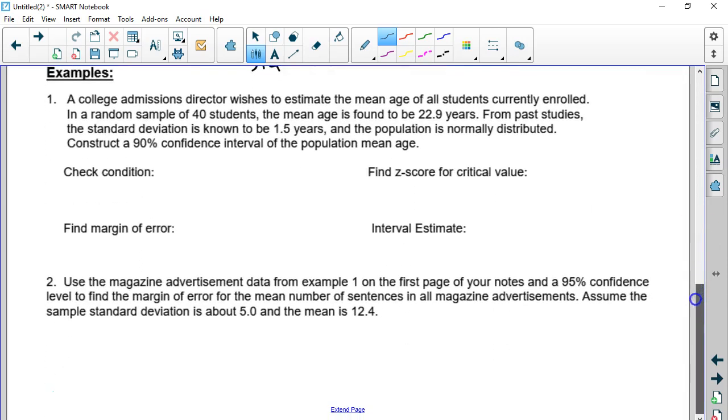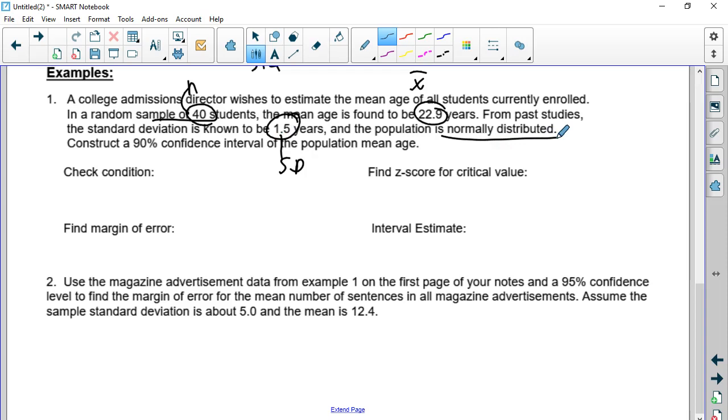So let's see how easy this is. College admissions officer, director, wishes to estimate the mean age of all students currently enrolled. And a sample of 40, that's my N. The mean was 22.9. From the past studies, the standard deviation is known to be 1.5. And the population is normally distributed. That's important to know. Construct a 90% confidence interval.